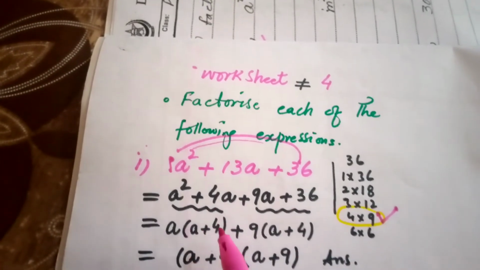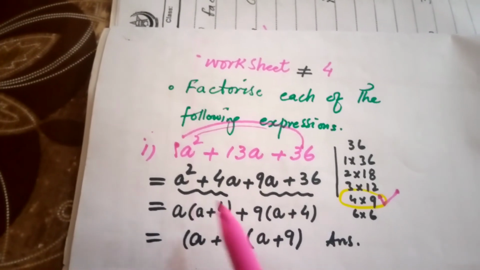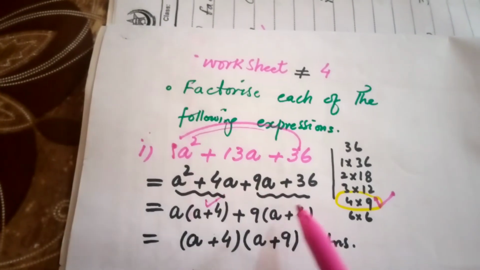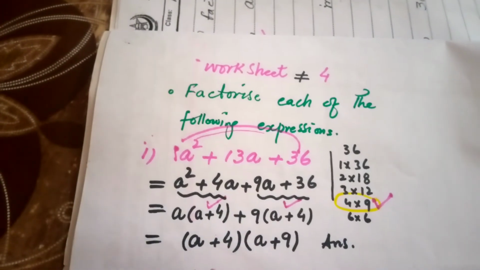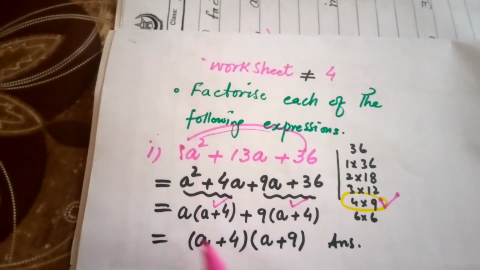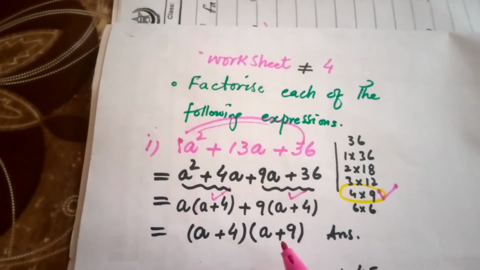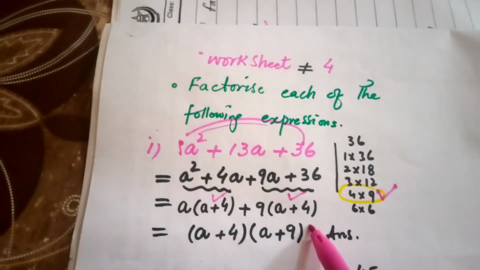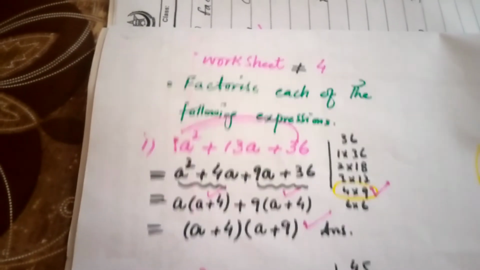Then you will make the pairs, and this is a plus 4, this one is a common factor, and you will write this expression once, so that the answer will be a plus 4 into a plus 9. Okay, check your solution also.